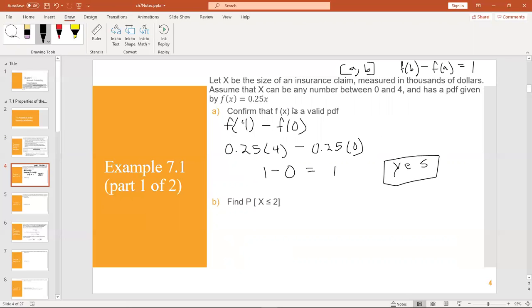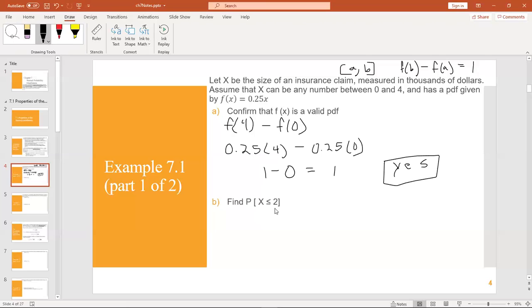You could also check, and you should make sure that it's valid, because every value should be positive. Probably the easiest way to do that would be to actually graph this. This is actually an equation of a line. And if you actually draw that line, it will show you that every value is on the positive side of the x-axis.